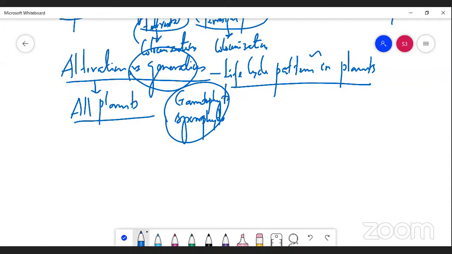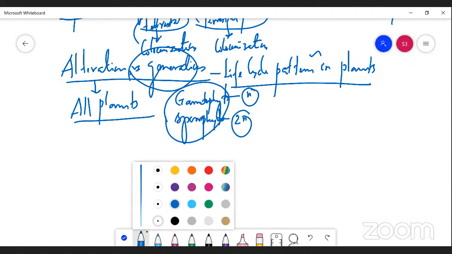What is the definition of alteration of generation? The sporophyte is diploid. The gametophyte is haploid. So gametophytic haploidy and sporophytic diploidy alternately occur in the life cycles of organisms, and that is commonly called alterations of generation.